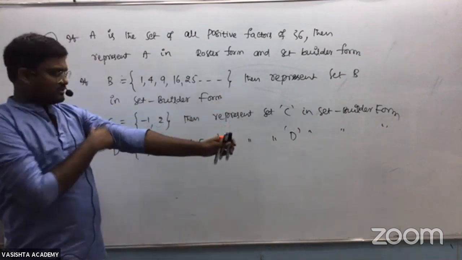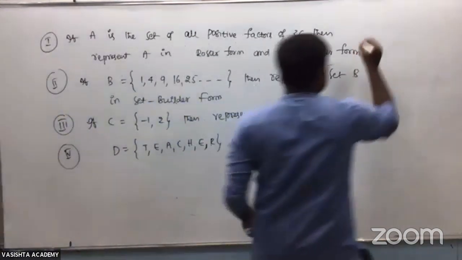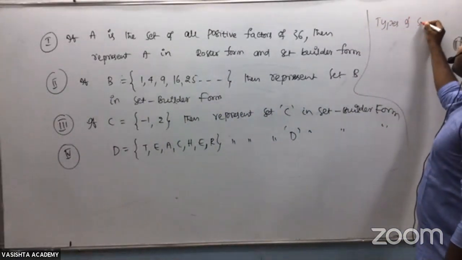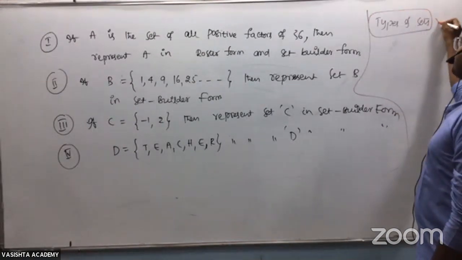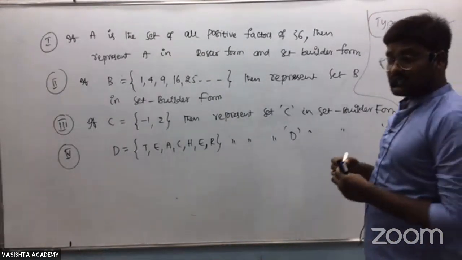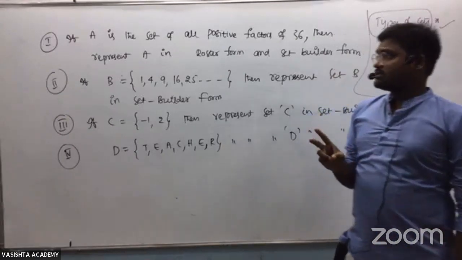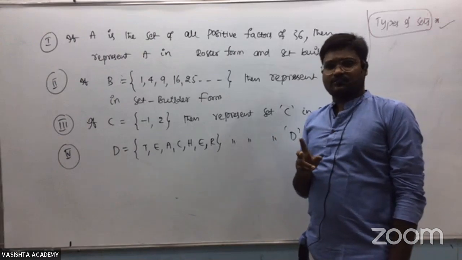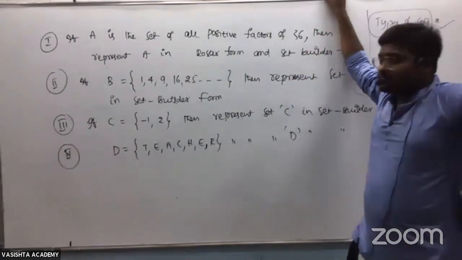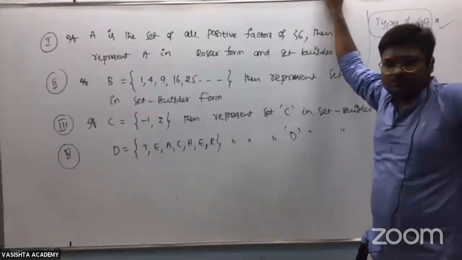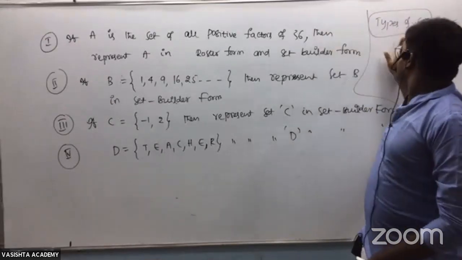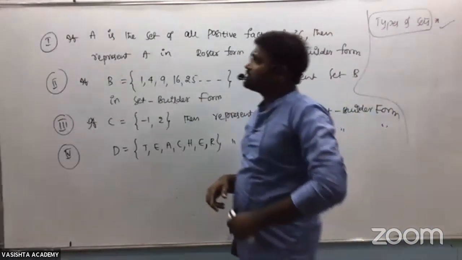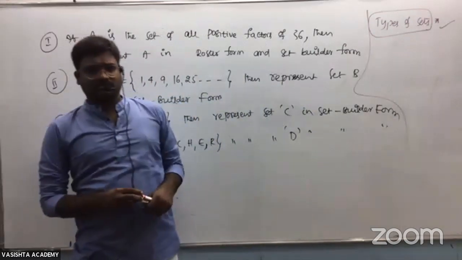Tomorrow we will discuss these 4 questions. And tomorrow we will discuss types of sets. Okay, this is also an important one. So today we have discussed only the representation of a set. One is roster form or tabular form, and the second one is set builder form. And we have solved a few examples on these 2 representations. So tomorrow we are going to discuss types of sets. So please solve these 4 questions. That's it for today. Thank you so much. I'll see you tomorrow.